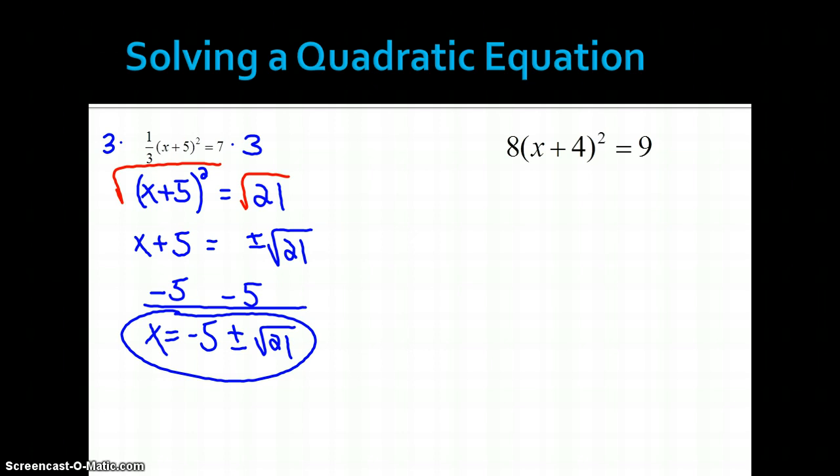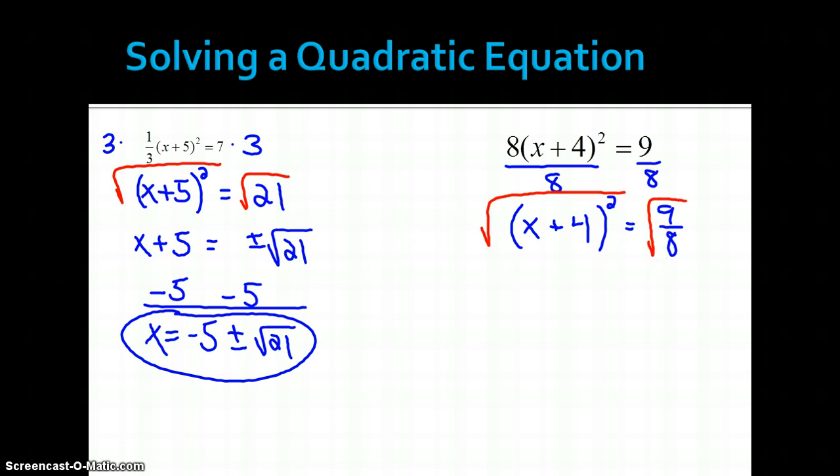If we look at the second example here, somewhat the same process, except instead of multiplying by 8 here, we're going to need to divide by 8 because that's the inverse of multiplication. Divide both sides by 8. I get x plus 4, quantity squared, equals 9 over 8. At this point, we have the parentheses squared.